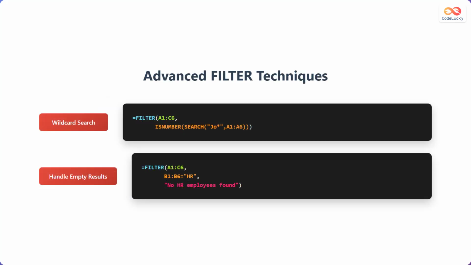Let's explore some advanced techniques with the filter function. One useful technique is using a wildcard search. The formula =FILTER(A1:C6, ISNUMBER(SEARCH("Joe*", A1:A6))) filters for names that start with Joe. Another technique is handling empty results. The formula =FILTER(A1:C6, B1:B6="HR", "No HR employees found") returns a message if no HR employees are found.